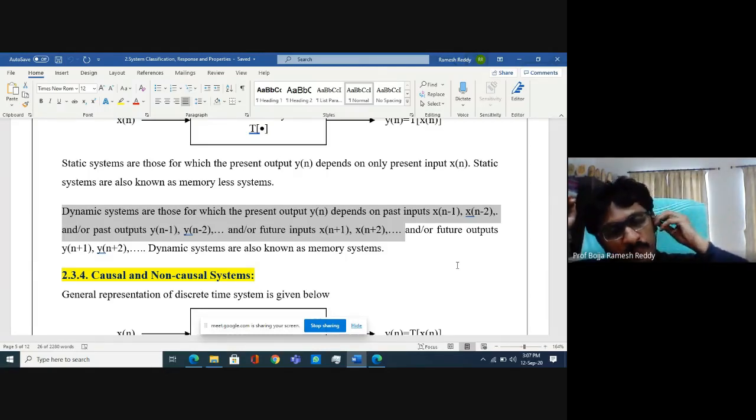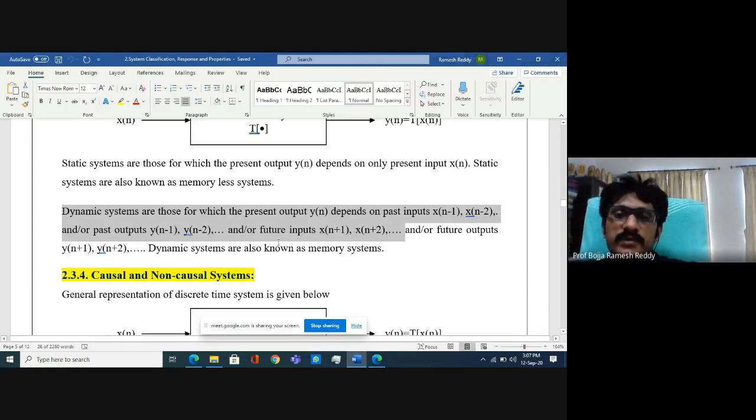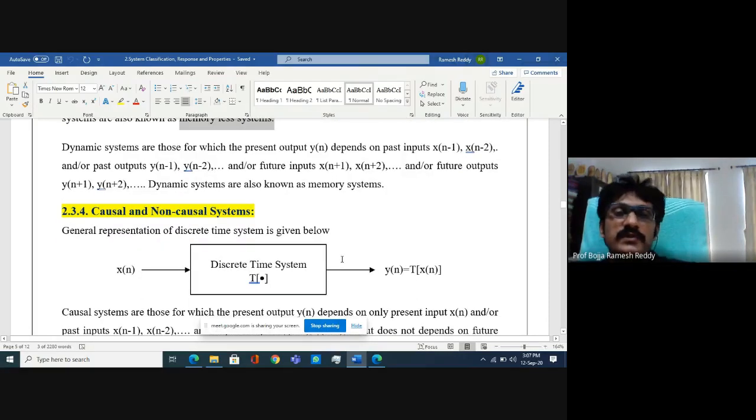These are the things involved in the case of a dynamic system. Dynamic systems are called memory systems. Static systems are called memory-less systems. Next one is causal and non-causal systems.